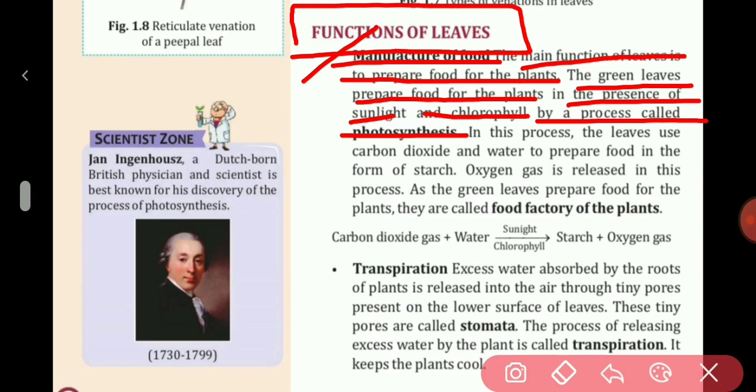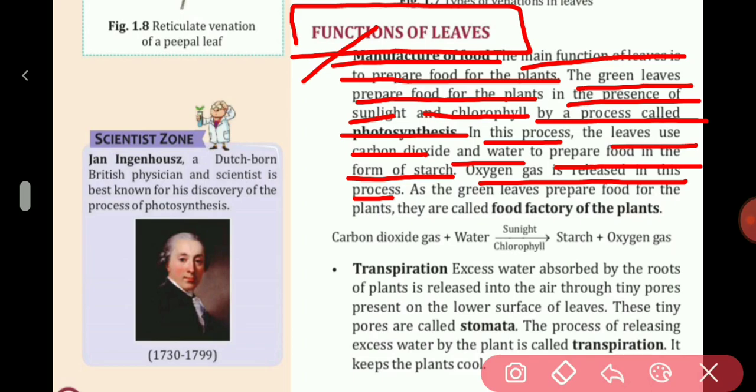Photosynthesis is the process of making food in the presence of air, water and sunlight with the help of chlorophyll present in the leaves. In this process, the leaves use carbon dioxide and water to prepare food in the form of starch. Oxygen gas is released in this process. Because they prepare food for the plants with the help of chlorophyll, they are called the food factory of the plant.